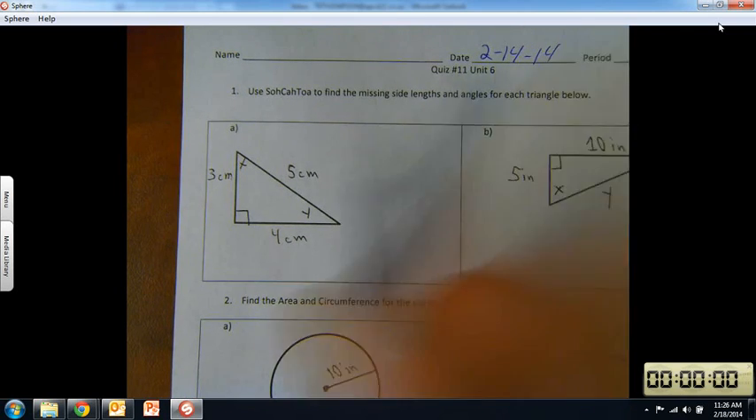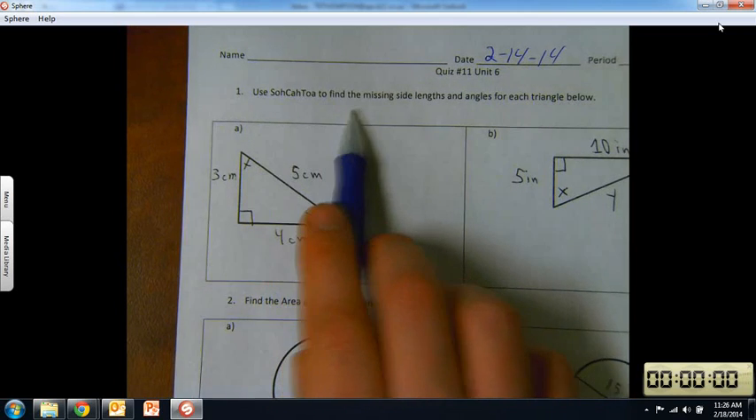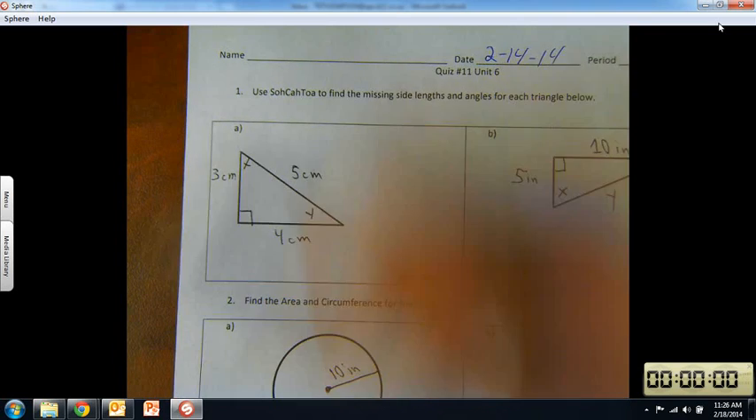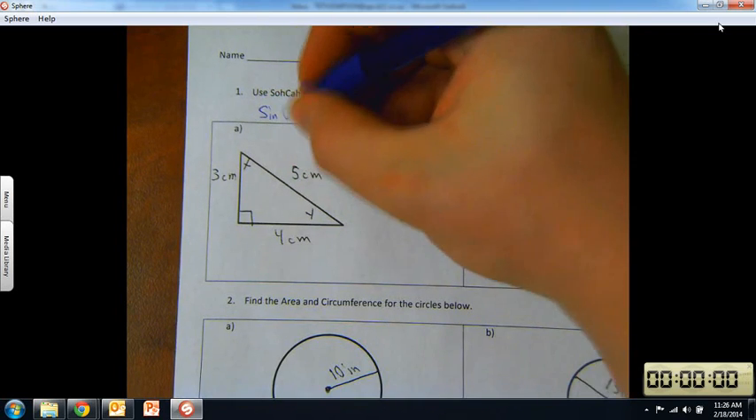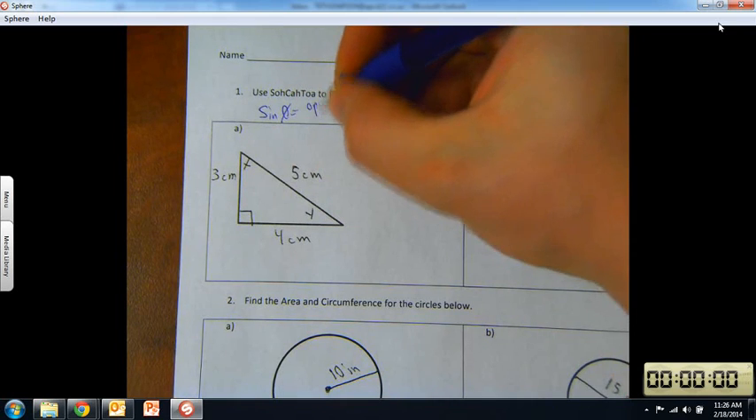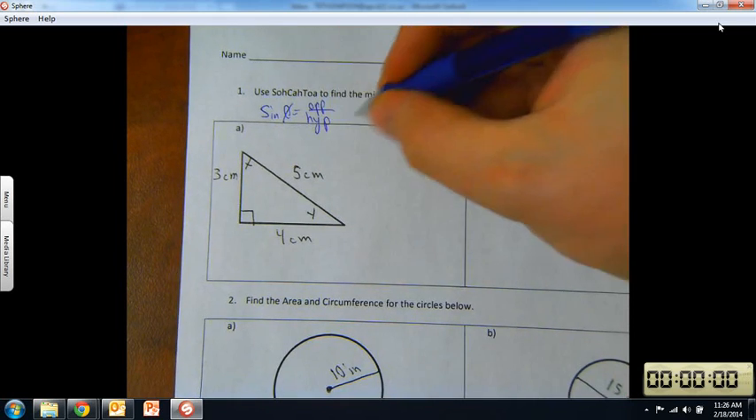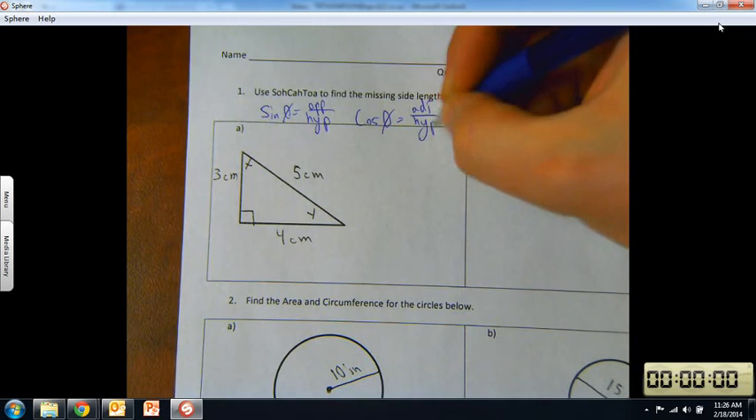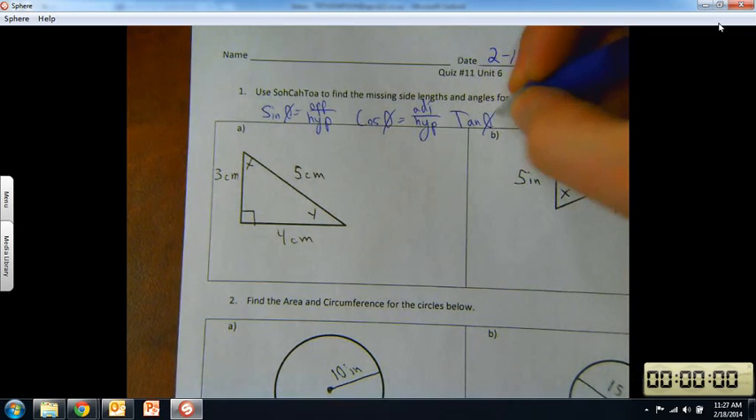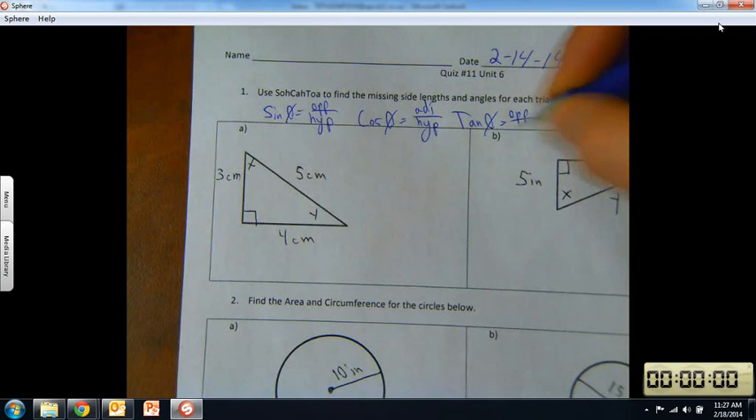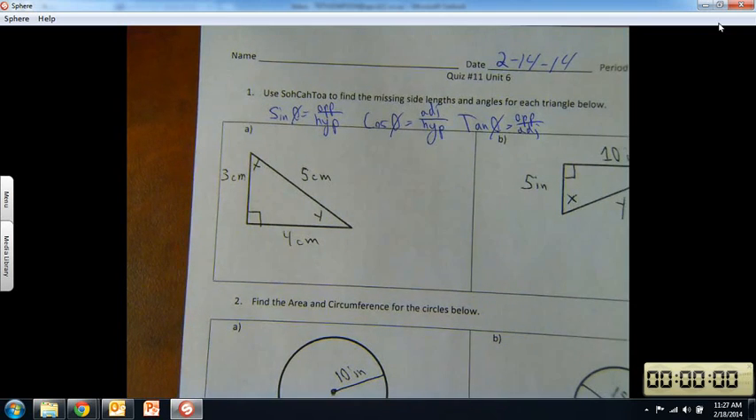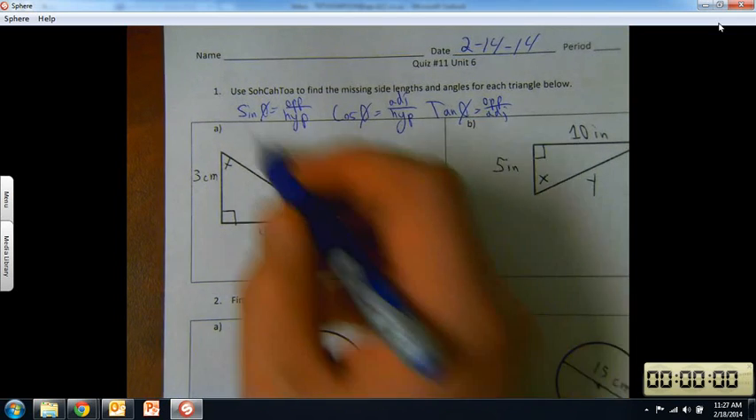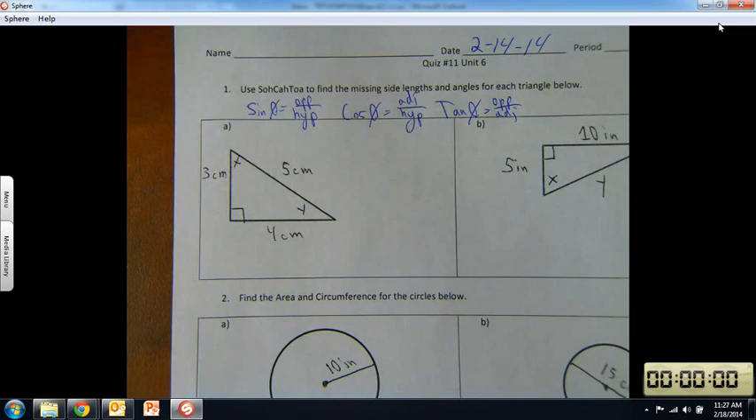Number 1, use SOHCAHTOA to find the missing side lengths and angles for each triangle below. SOHCAHTOA, remember, is sine of theta is opposite over hypotenuse. Cosine of theta is adjacent over hypotenuse. And tangent of theta is opposite over adjacent. Now, you don't have to use that for every single problem here, but you do need to use it for some, such as A. Now, this is a right triangle, so SOHCAHTOA works.